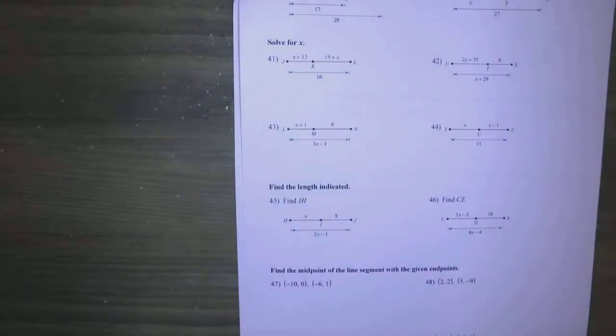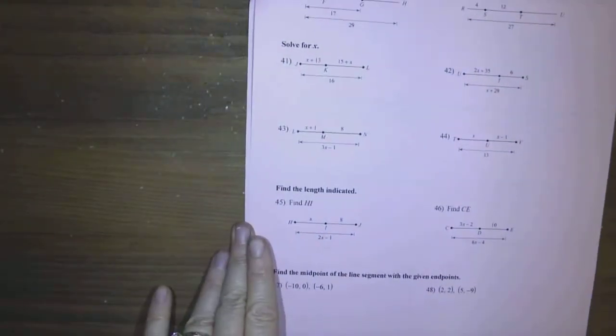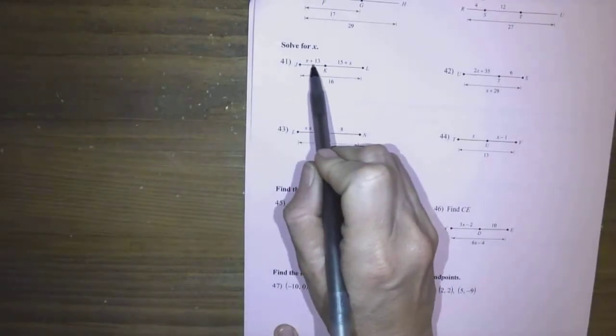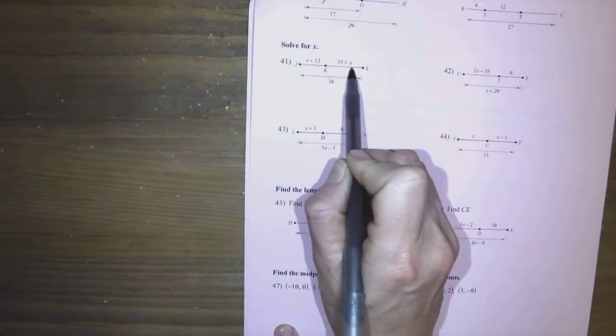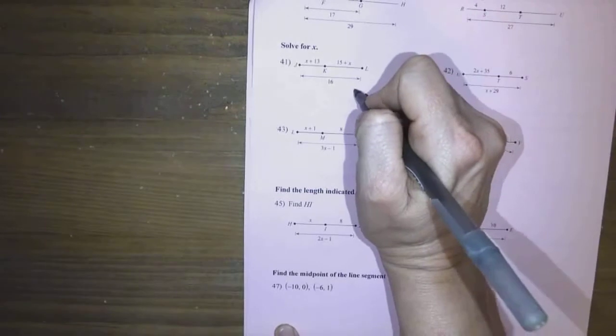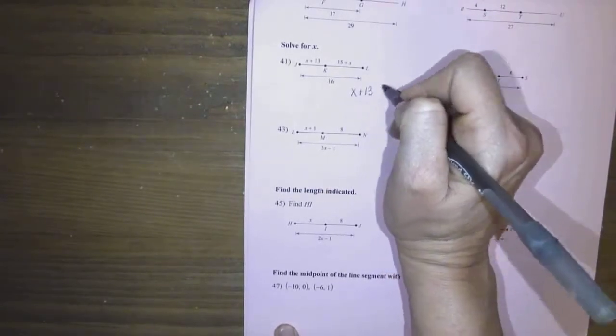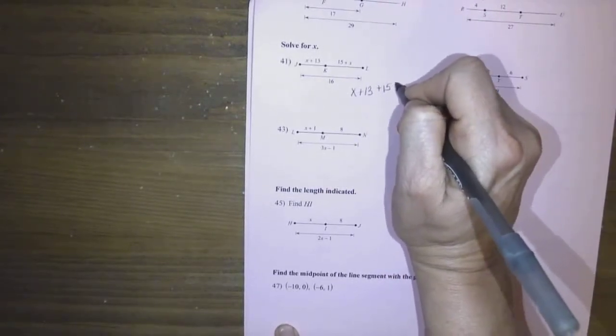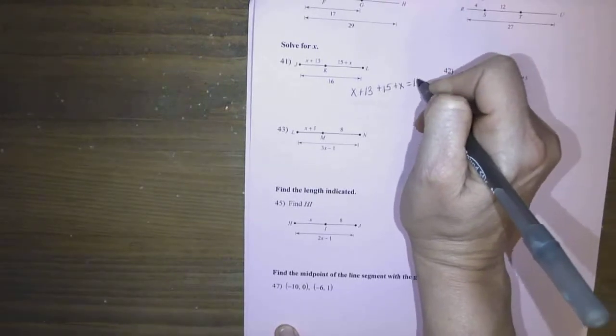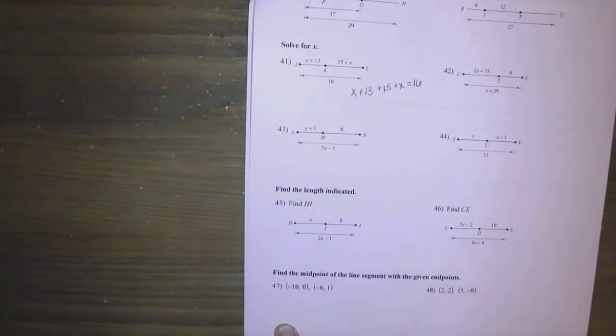Flipping over, the next one I want to go over is number 41. This section, you just need to write an equation and solve it for x. You have a left piece plus a right piece equals your whole thing. So the left piece is x plus 13. The right piece is 15 plus x. That will equal 16. Please solve that equation.